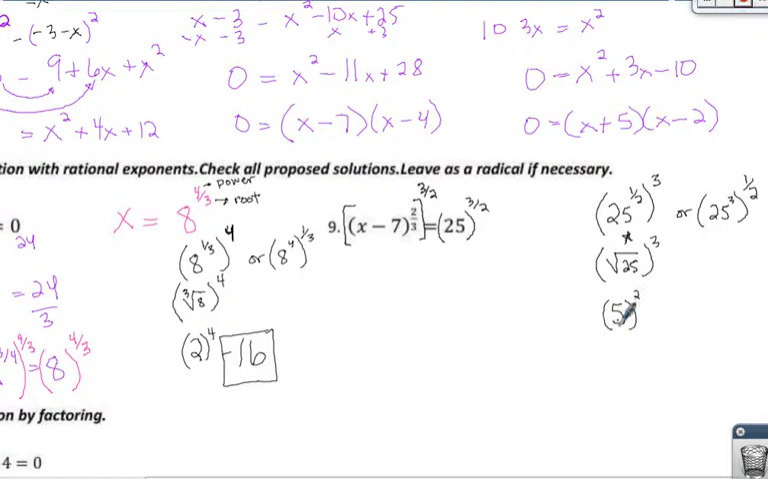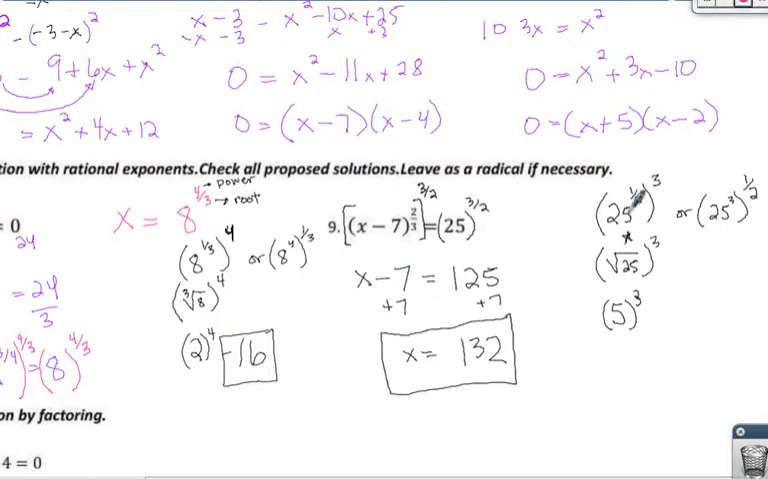5 cubed is 125. So over here, when you get rid of the parentheses, we get x minus 7 equals 125, and adding 7 to both sides gives you an answer of 132. So do whatever your brain is more familiar with. My brain is more familiar with taking the square roots rather than cubing it and then square rooting. That's a very large number.